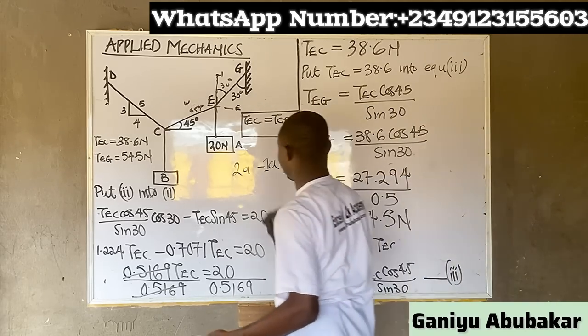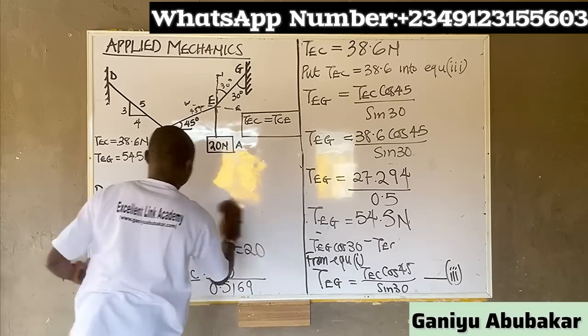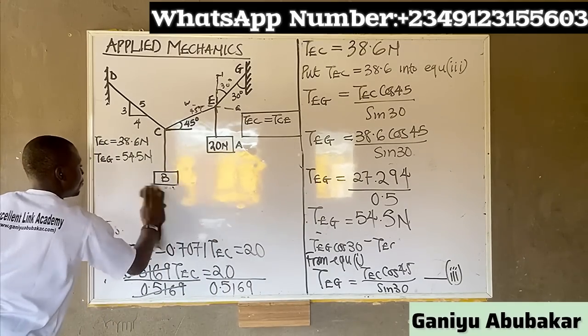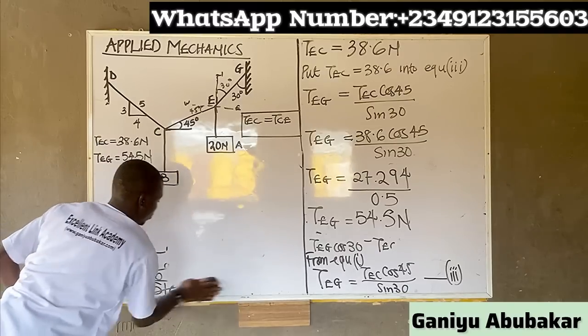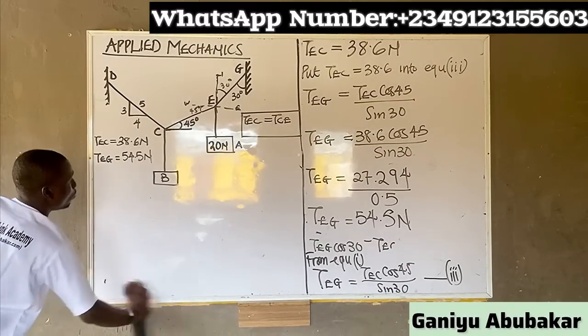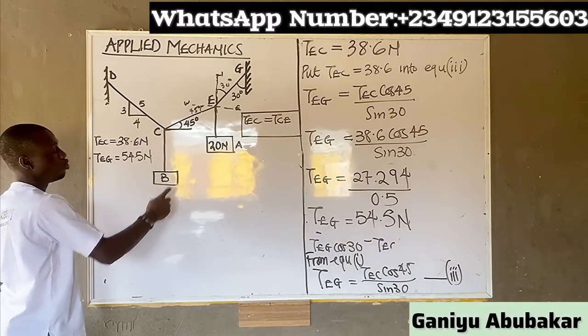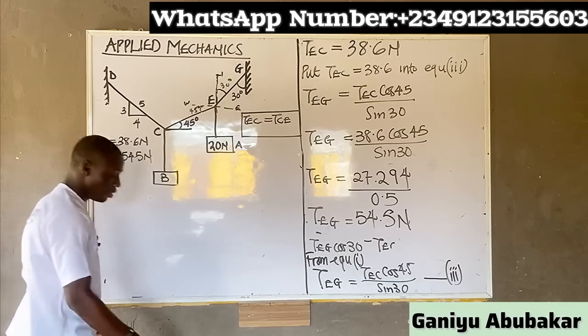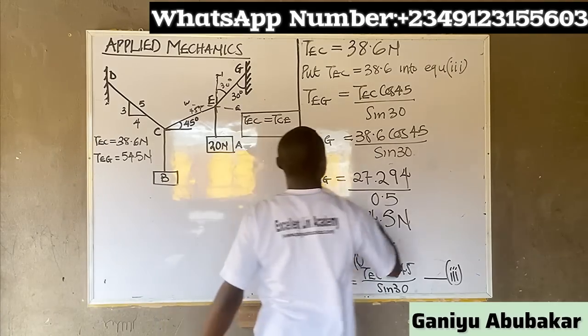And by the way, we need to get our weight here for B.